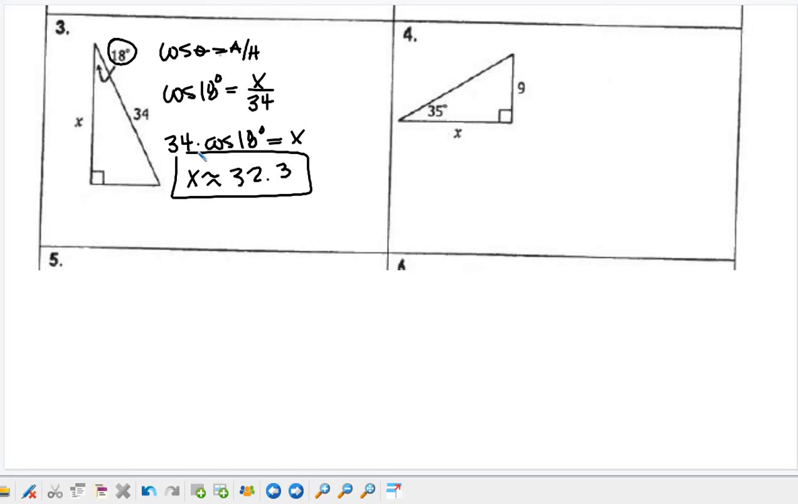I would like to note that some trig professors require out to the 4th decimal place, but we're only going to do 10th. Make our lives a little bit easier.